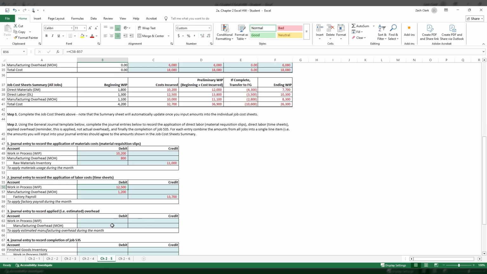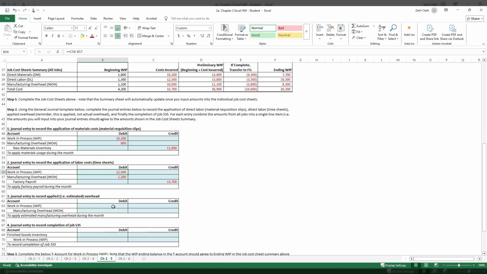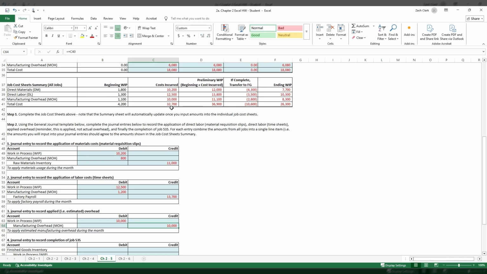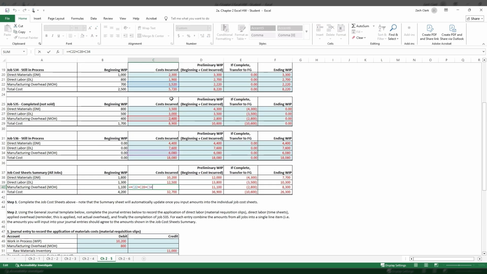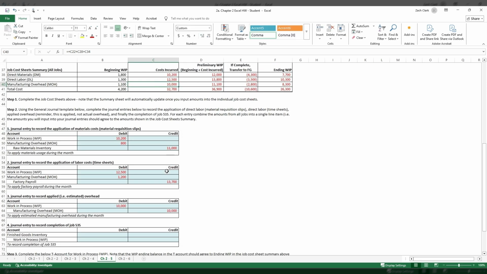And then finally, I guess we have number 4, now with the overhead, we want to put this in. Here we could use this number as our source, and we would basically say the total of all of our allocated overhead, everything times 80%, came out to 10,000. We calculated this above. So that's one way to do it, based off our job sheets.